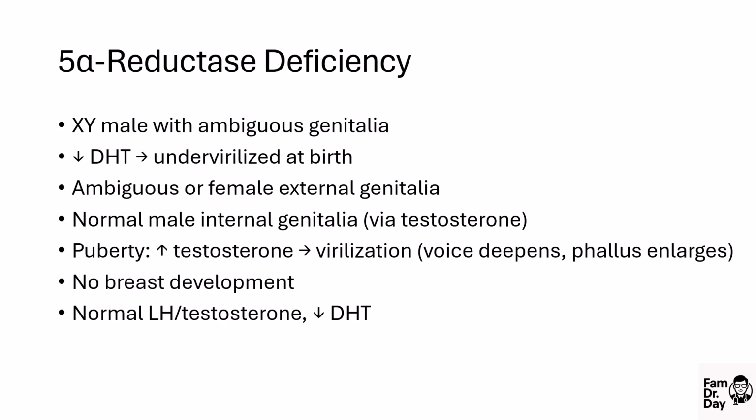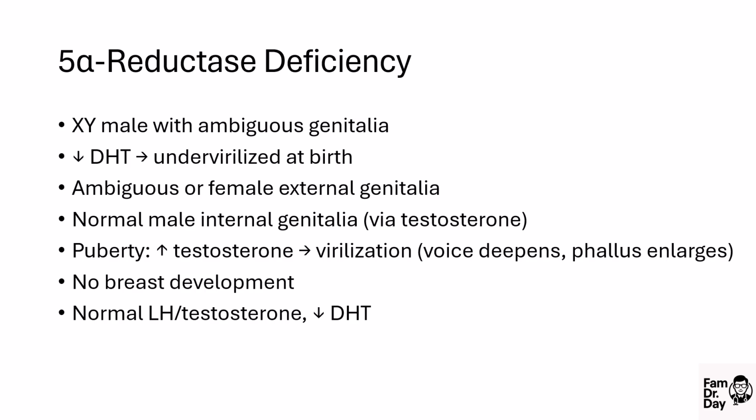This is 5-alpha reductase deficiency, a condition where things change dramatically at puberty. These patients are genotypic males, XY, but due to enzyme deficiency, they're often born with ambiguous or even female-appearing external genitalia. The key issue is low DHT. Testosterone is normal, but without 5-alpha reductase, it can't be converted into DHT, which is essential for external male genital development. However, testosterone is still present, so male internal genitalia, like the epididymis and vas deferens, form normally.